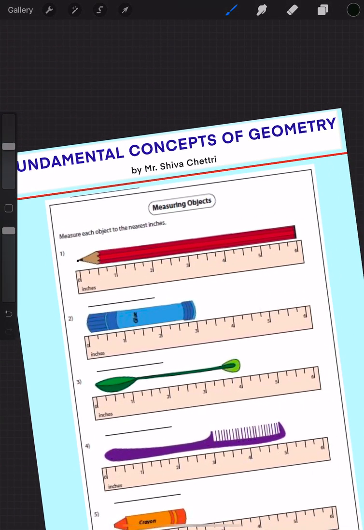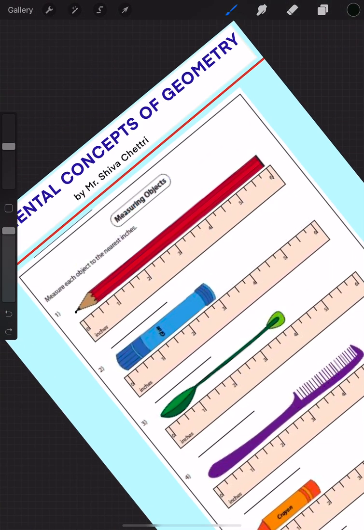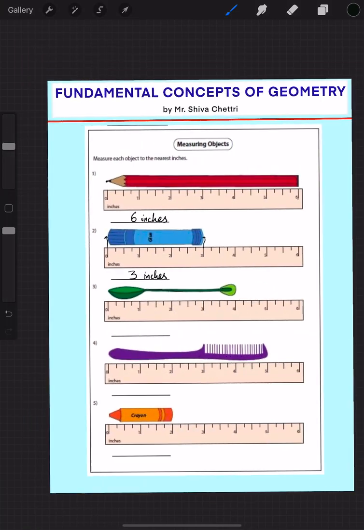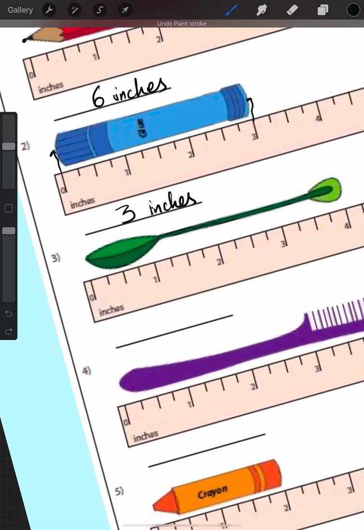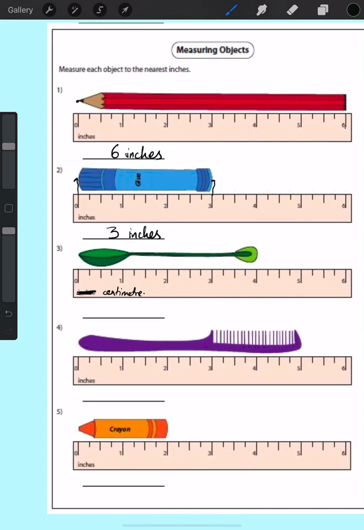So where does it end? See here, it ends at 6. It is in inches, so my answer is 6 inches. Again, it starts from 0 and ends at 3, so it should be 3 inches. Again here, if it is given in centimeters, suppose this is centimeter, let us see, it starts from 0 and ends at 4, we write 4 centimeters.